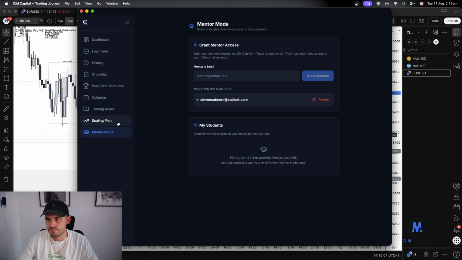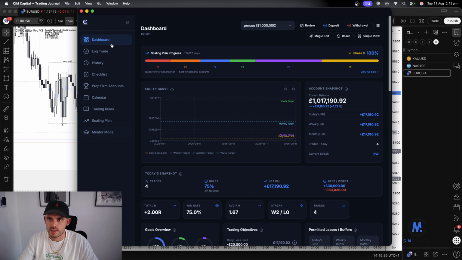Very good feature to have within the trading journal. So yeah, you can do that. That's really cool. But obviously you have to have your mentor's email address, and it has to be the email address that they have signed up to the trading journal with, obviously. So just make sure that's all lined up properly. But yeah, other than that, we're pretty decent.